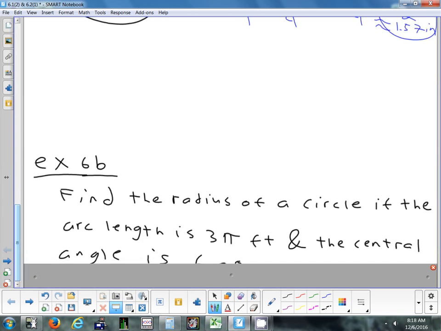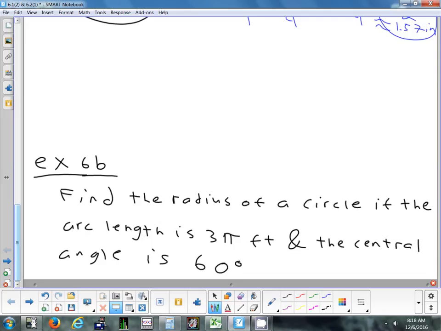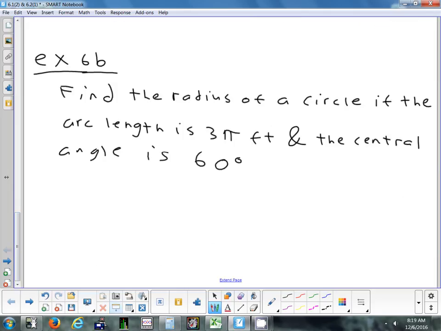All right, let's try this one. It says, find the radius of a circle if the arc length is 3 pi feet, and the central angle is 60 degrees. Okay, so again, my formula is S equals R theta. And what is the letter they're asking me to solve for here? R. So that I don't know. What can I fill in that I do know right away? Okay, let's start with S. What would you fill in for that?